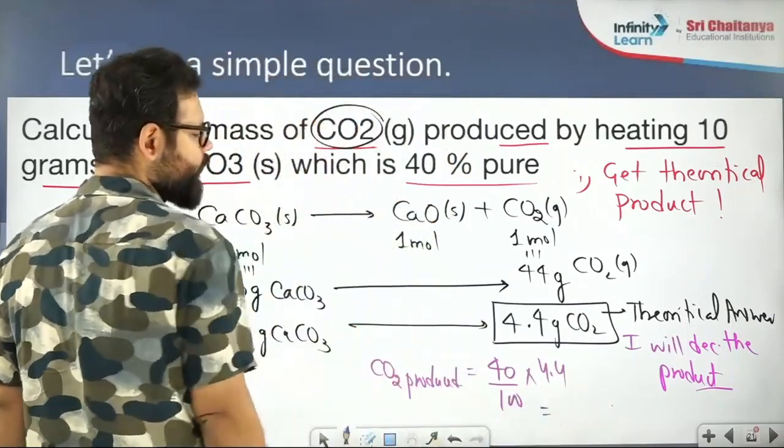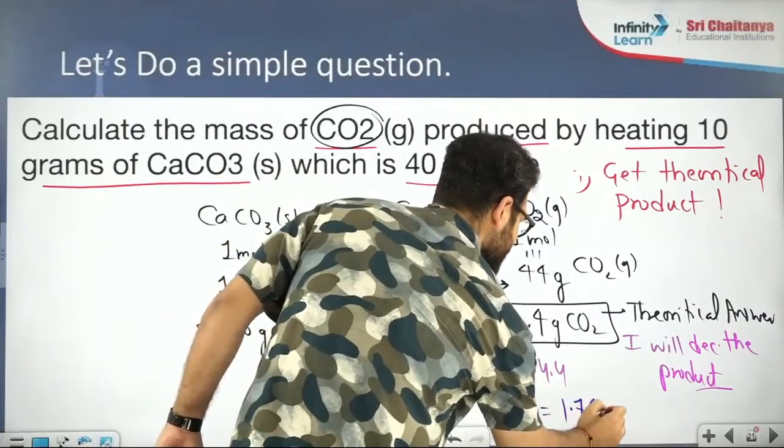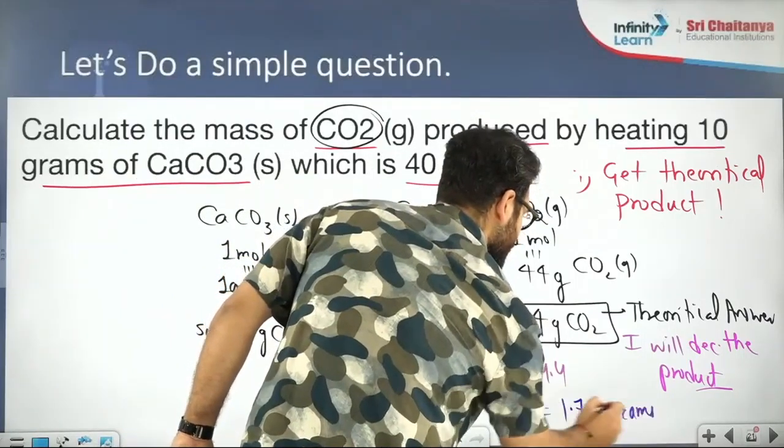Okay, multiply 40 into 4.4. You will get 1.76 grams. That is the answer.